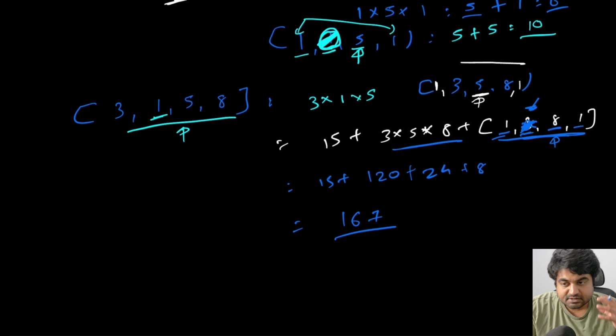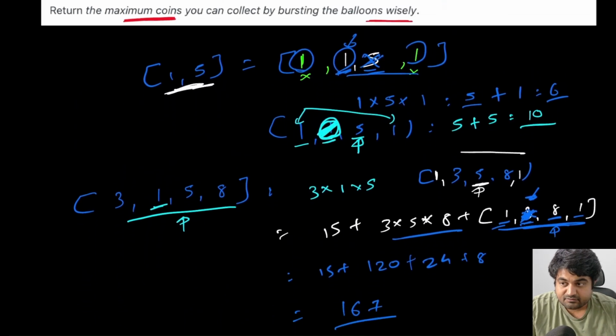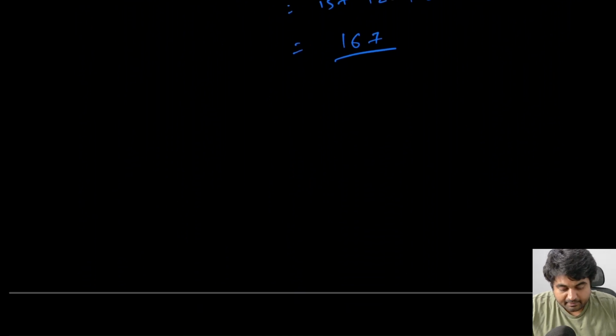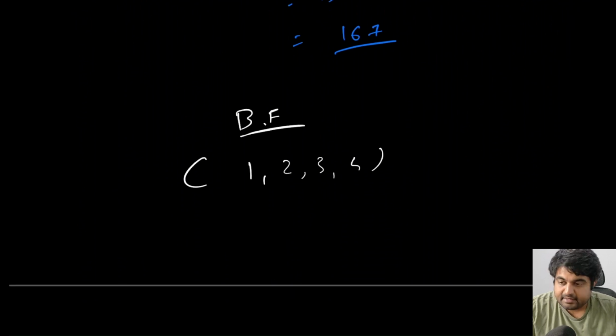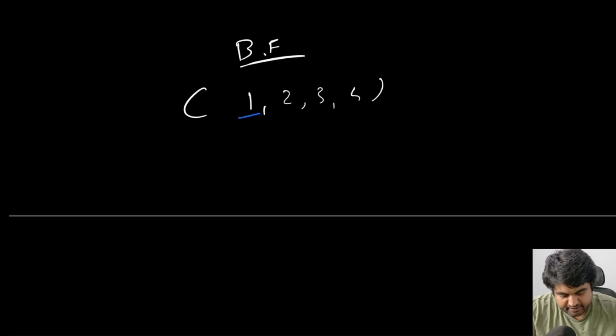So I hope this long explanation makes sense of what is being asked for us to solve this problem. Now, the very first approach that comes to our mind is a typical brute force approach. If we are given n number of inputs, let's say values 1, 2, 3, 4, why don't we, at every given position, have the option of choosing whether to pop that balloon or not to pop that balloon.